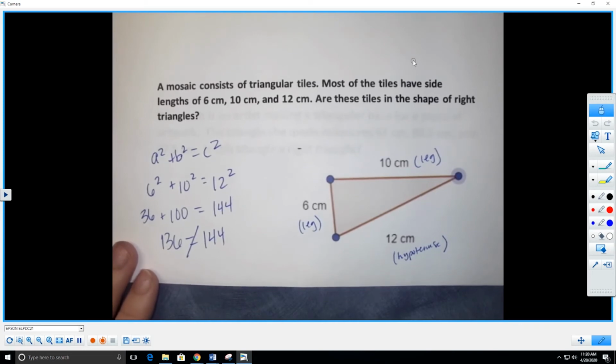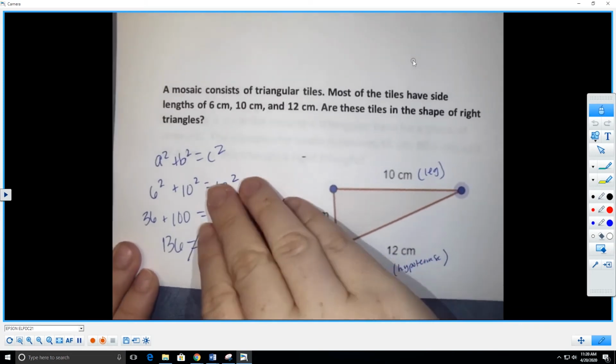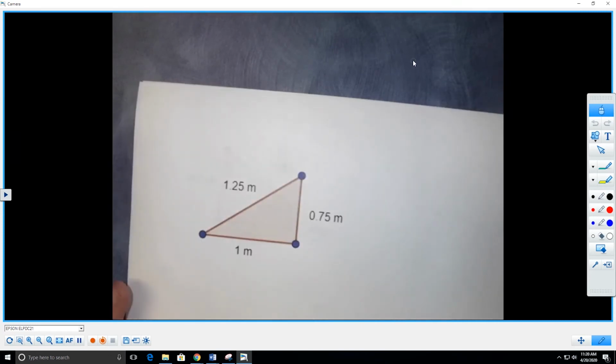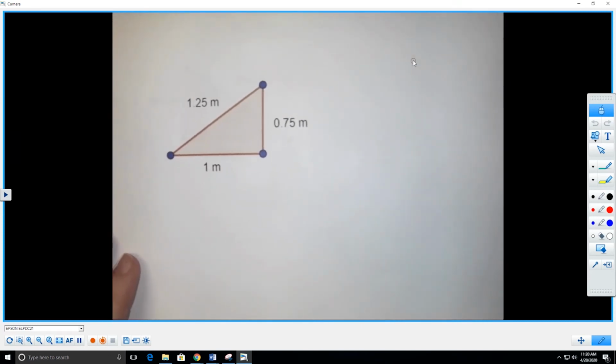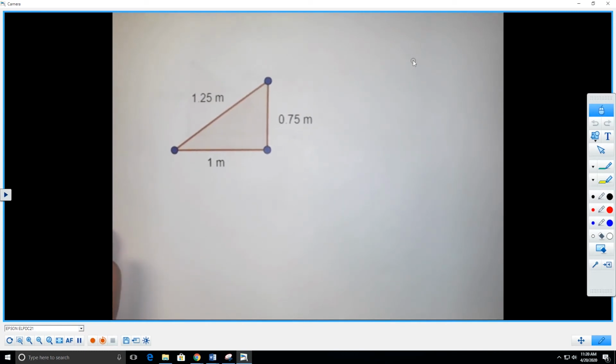You're definitely ready to tackle these on your own. Here's one more for you to look at. Here's a diagram. I'll give you some time to work through this one by yourself to determine if these side lengths form a right triangle.